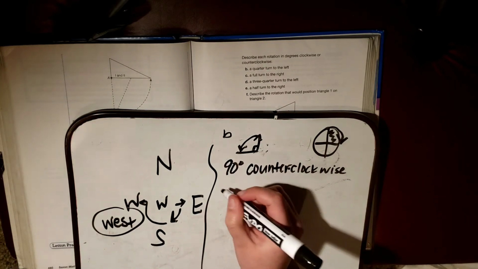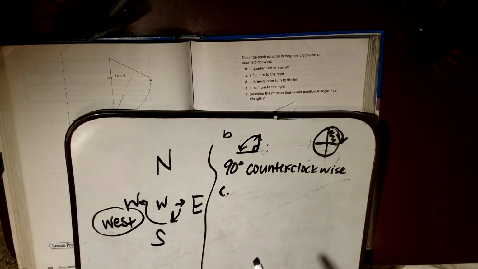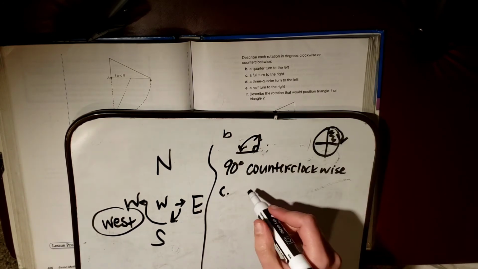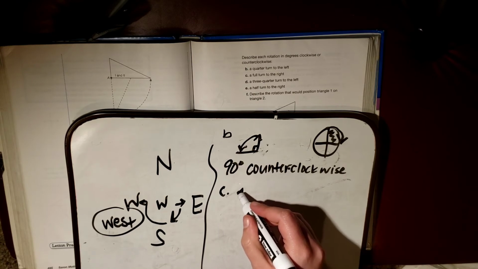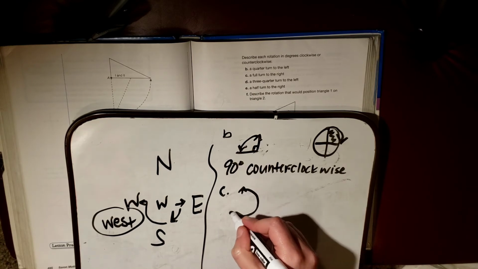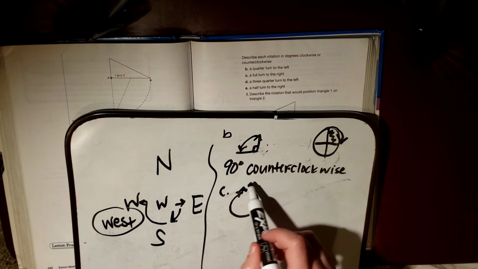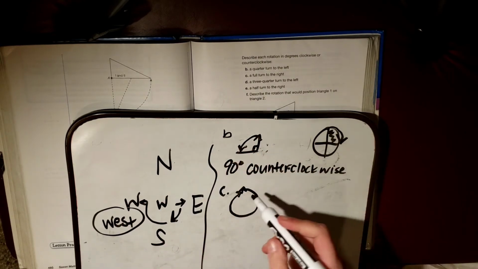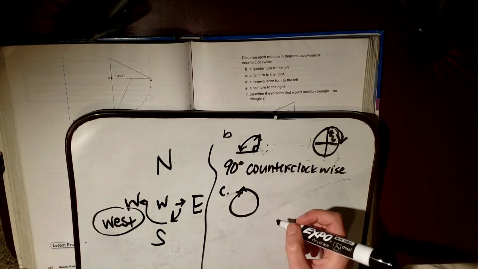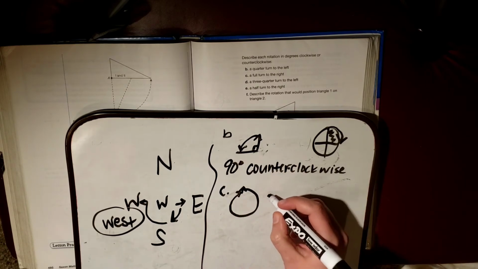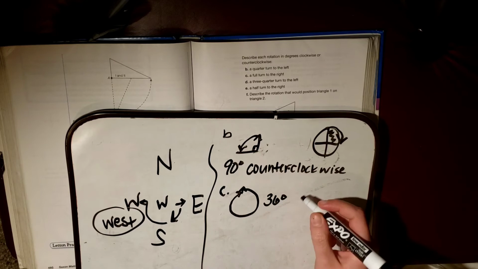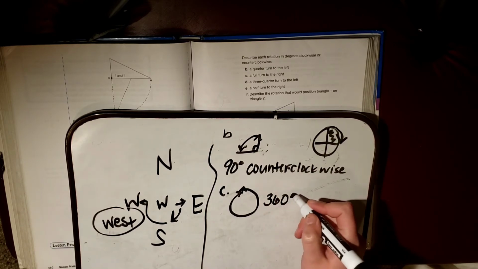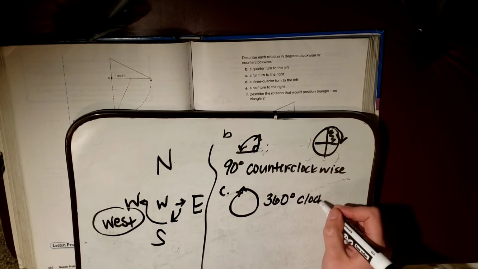Alright, letter C says a full turn to the right. So full all the way around. So it's facing here, and we're going to go all the way around to the right because I write with my right hand, so we go this way, and it's going to go all the way around. So it is 360 degrees, and it's clockwise.